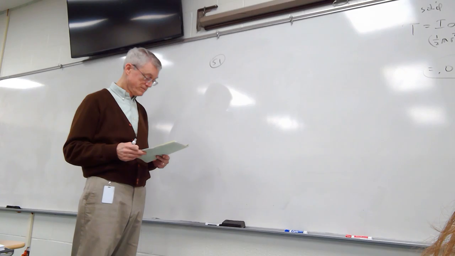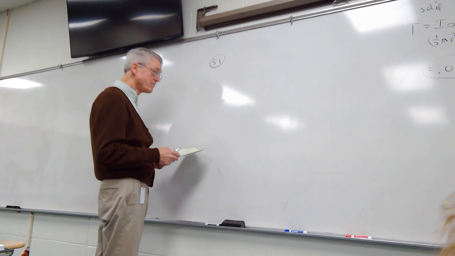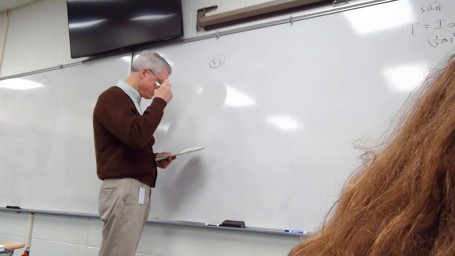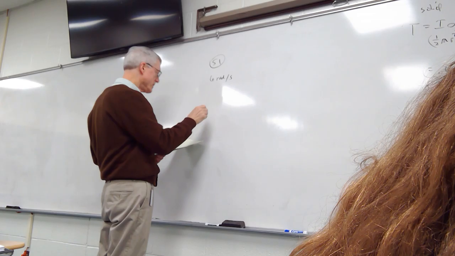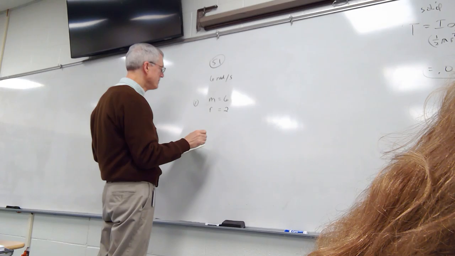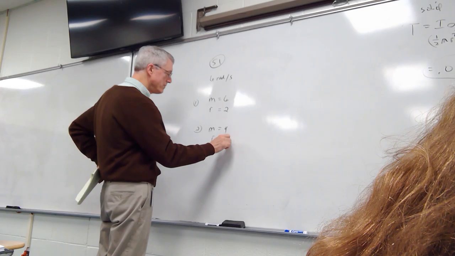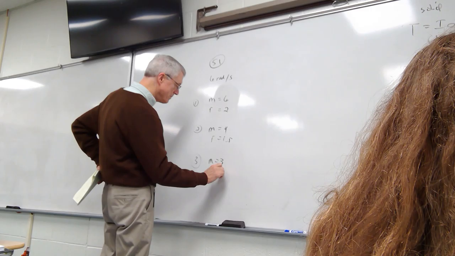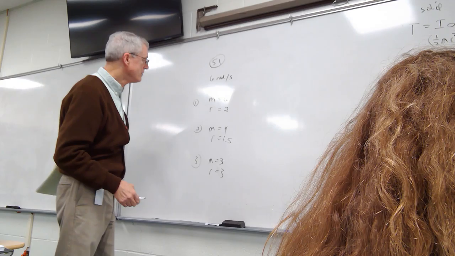Each of the three objects lies in the XY plane. Each rotates about the Z axis with an angular speed of 6 radians per second. The mass m of each object and its perpendicular distance r from the z-axis are as follows. Object 1: the mass is 6 kilograms and its radius is 2 meters. Object 2: mass is 4 kilograms and radius is 1.5 meters. Object 3: mass is 3 kilograms and radius is 3 meters. Part A: find the tangential speed of each object.